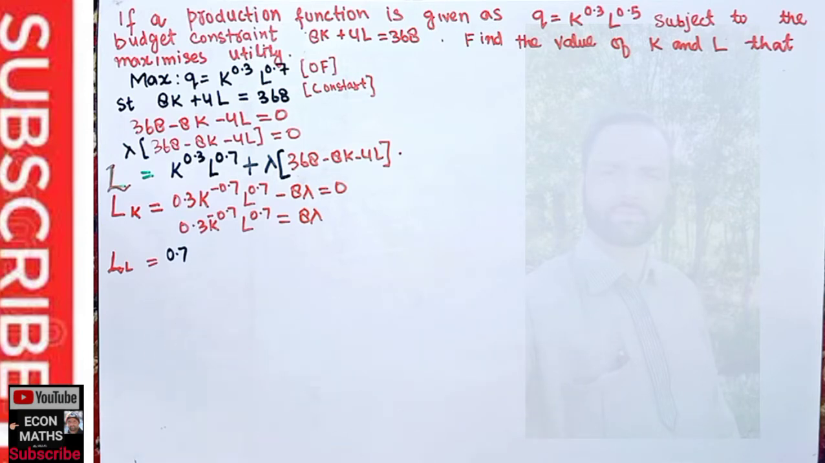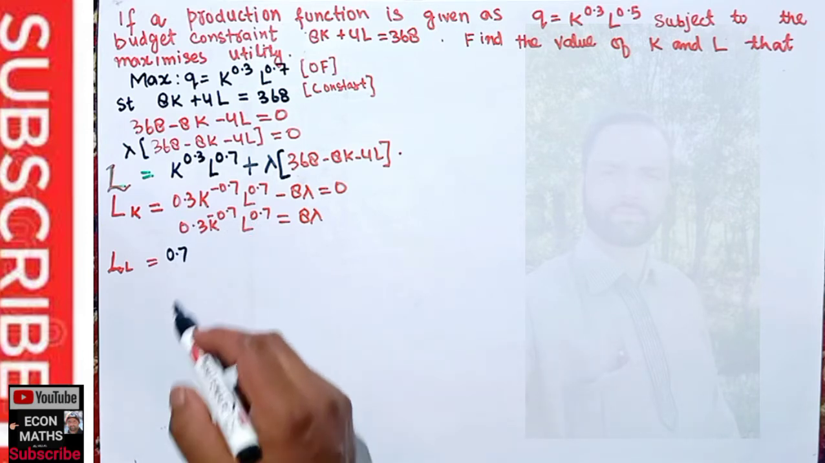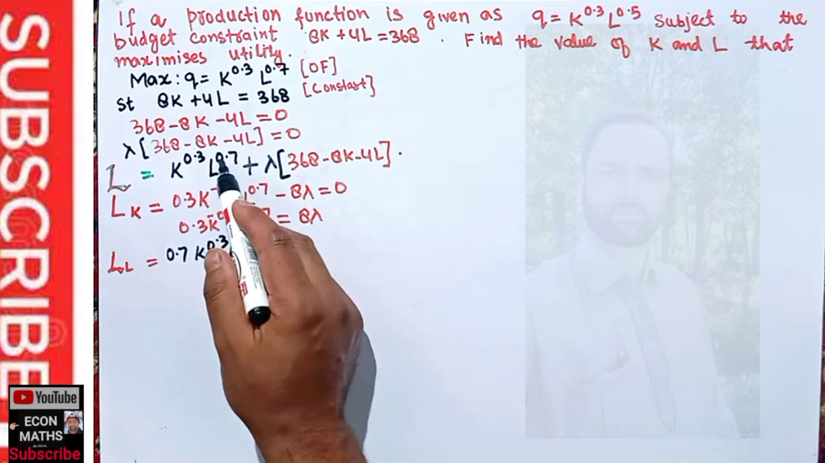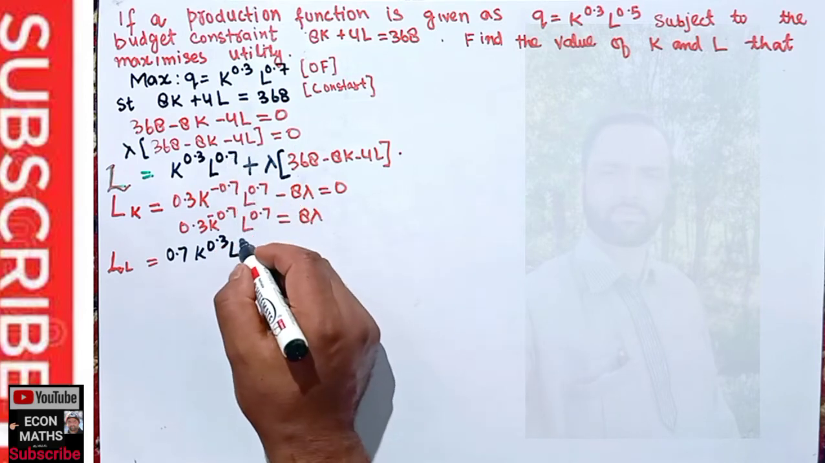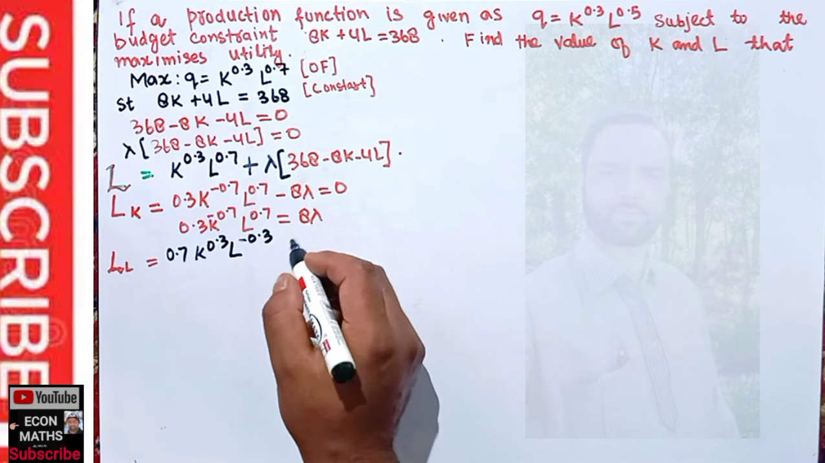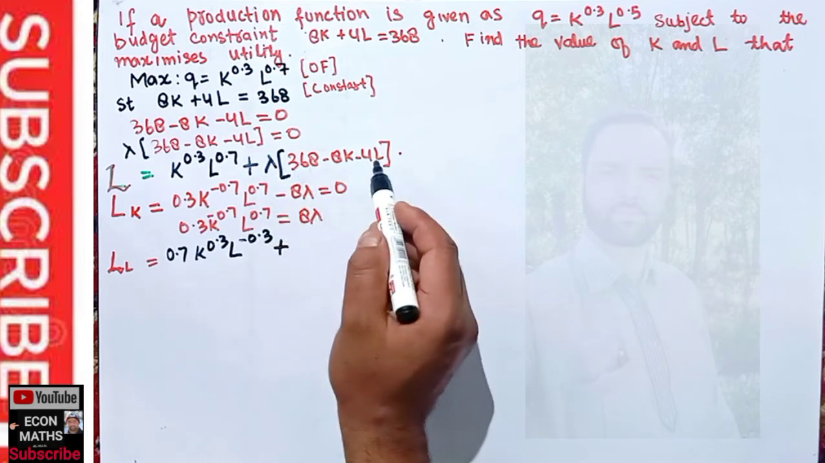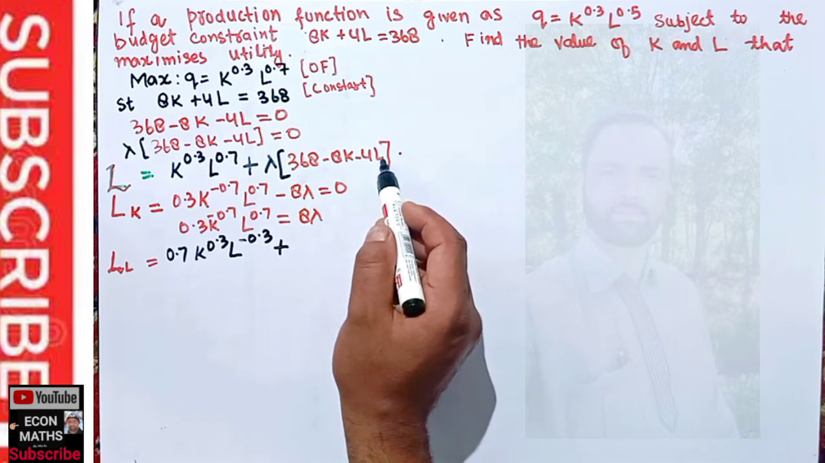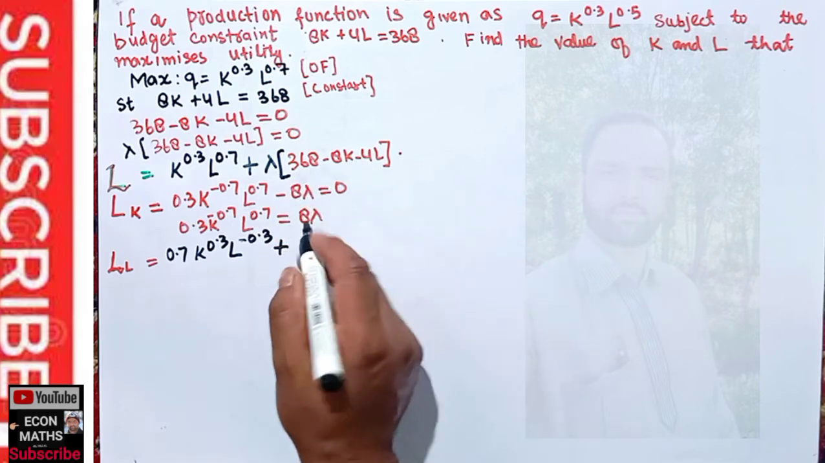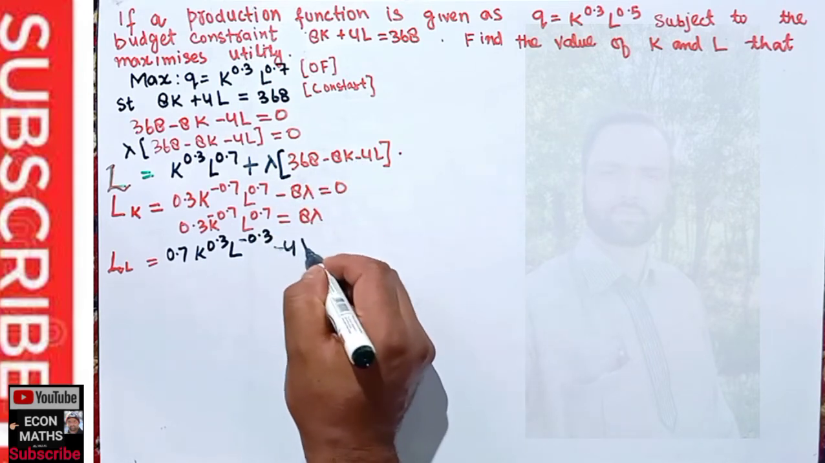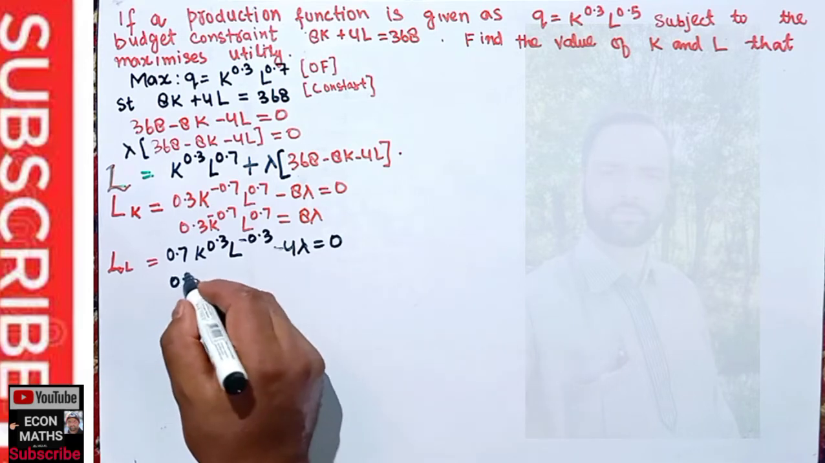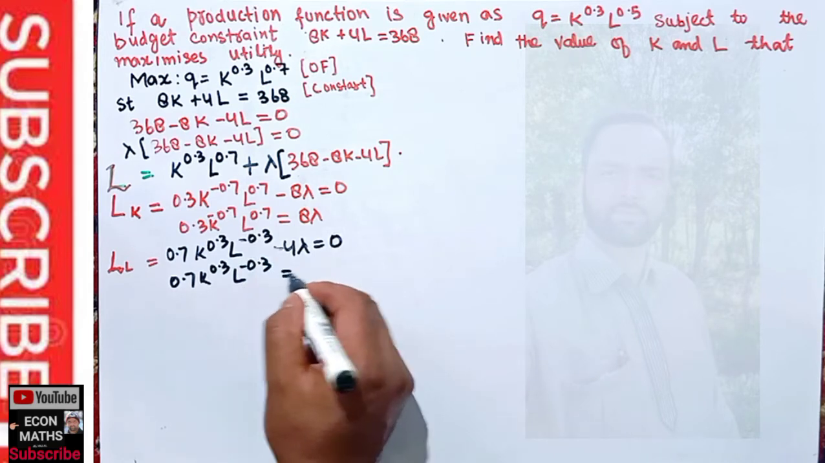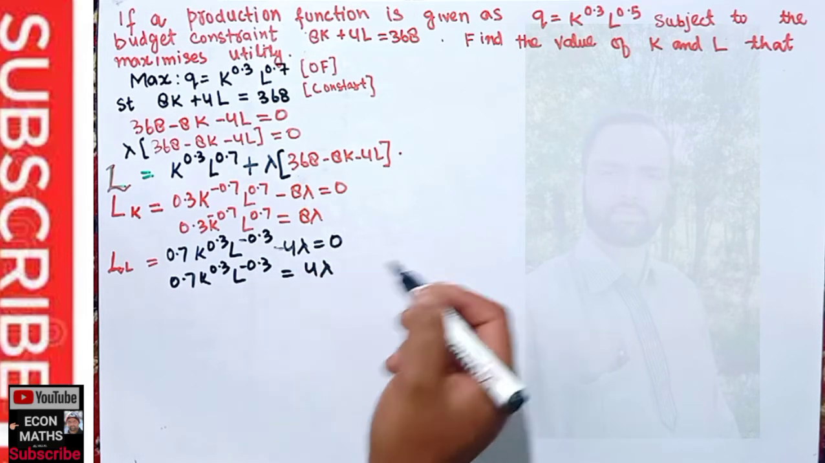Okay, 0.7 becomes the coefficient, and we have K to the power 0.3 and L to the power 0.7 minus 1, which is equal to minus 0.3. Plus, since we are interested in L, the derivative of L is 1, so we are left with minus 4 lambda. We set it equal to 0, or we can write 0.7 K to the power 0.3 L to the power minus 0.3 is equal to 4 lambda, transposing simply.